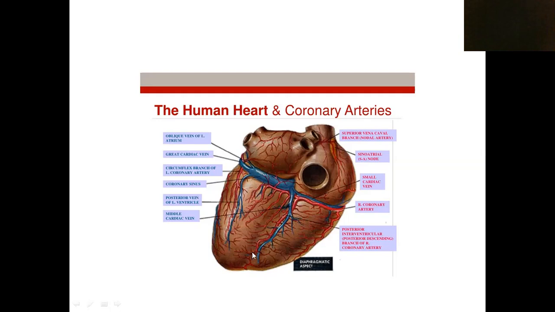So this area means how to define that area. See this groove which is seen between these two ventricles. What will be the name? Interventricular sulcus. This groove is known as interventricular sulcus. This is the posterior interventricular sulcus, not the anterior one.